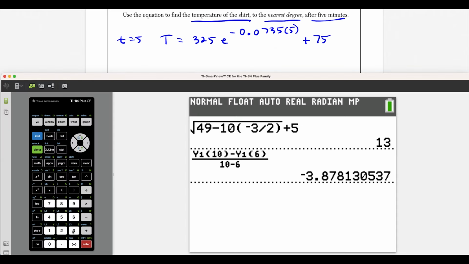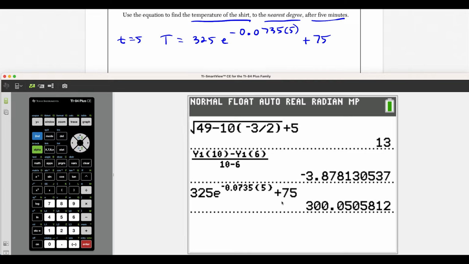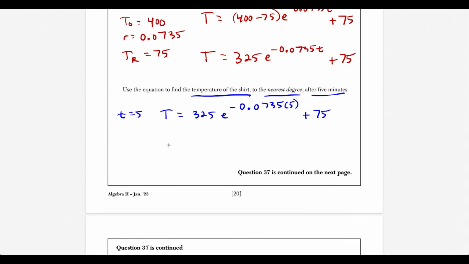So let's just type this in on the main screen here. We have 325, and e is going to be second ln to pull up e, and we have negative 0.0735, and we're multiplying by 5 here. And then we get out of the exponent and we tack on our plus 75, and we're rounding to the nearest degree, so this is going to work out to 300 degrees. So capital T is going to be 300 degrees Fahrenheit.